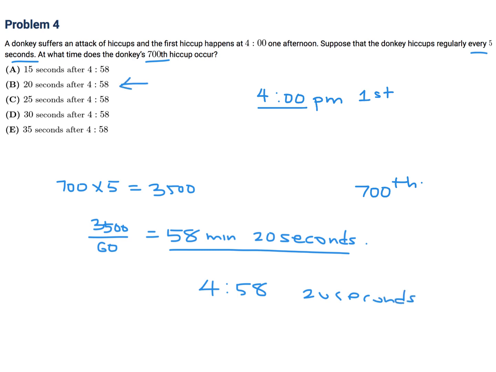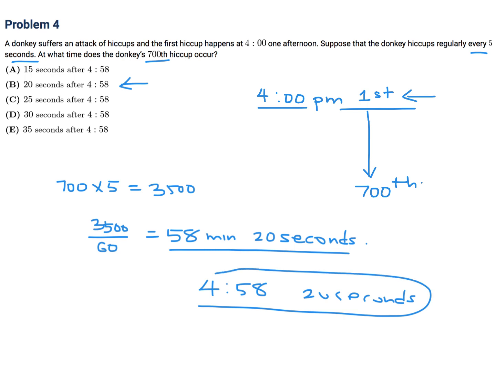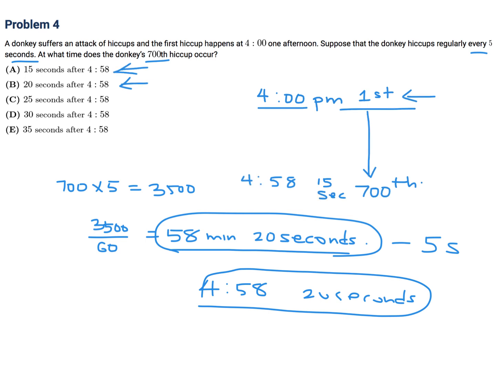But that's wrong. And the reason that's wrong is because the first hiccup happened at 4. So you're really only counting 699 hiccups after 4 p.m. So really what you have to do is subtract the duration of one hiccup, which is 5 seconds. So really what you have to add to that 4 is 58 minutes and 15 seconds. So that is why you get choice A, which is the correct choice.